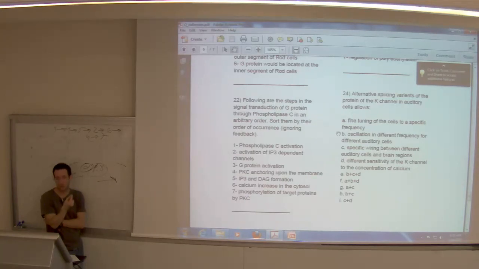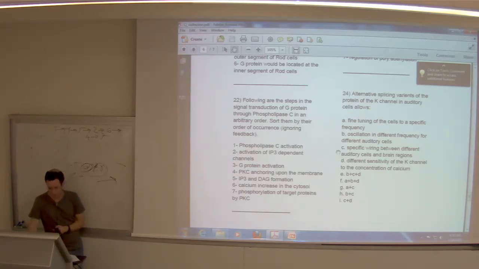Absolutely, because each variant is sensitive to different concentrations of calcium, and the fact that it opens at lower or higher levels of calcium is what drives the oscillation, the intrinsic oscillation of the hair cells. So it's absolutely the cause for it.